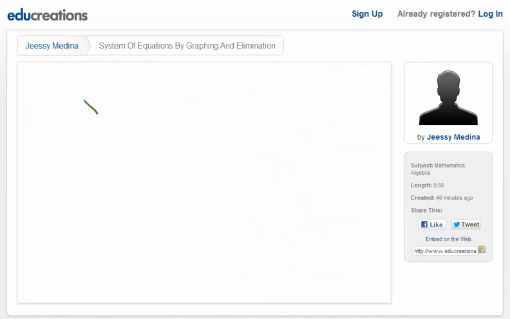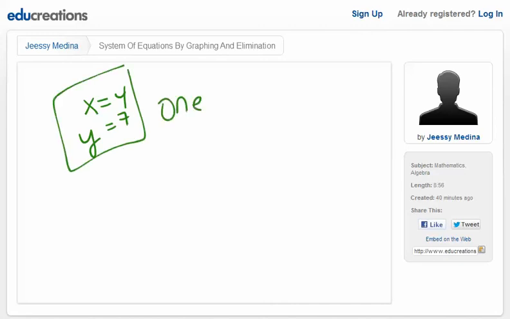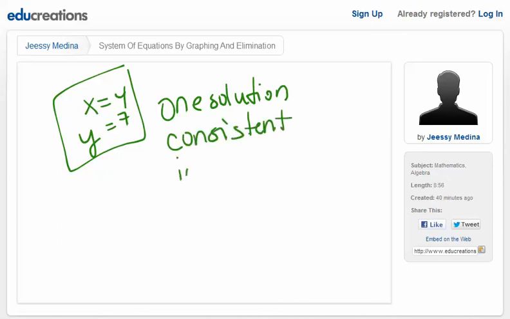So far we have that x equals 4 and y equals 7. This is your solution. It is one solution, which means the system is consistent and independent.